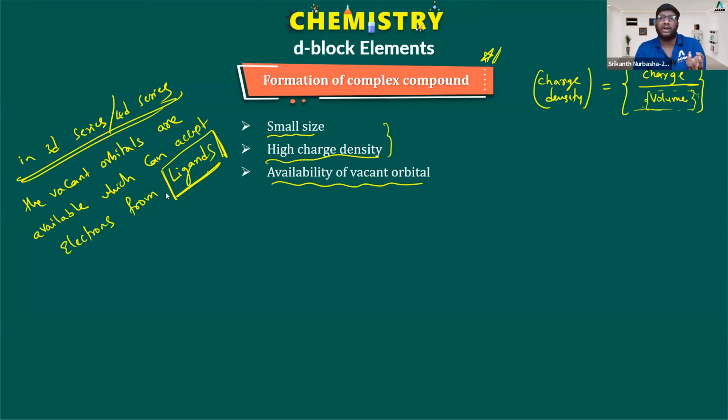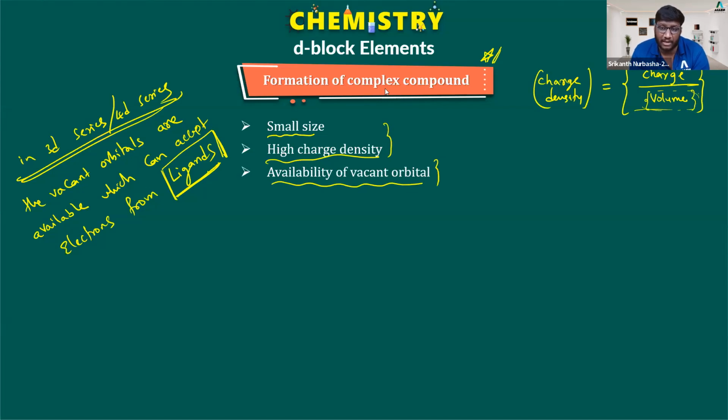Similarly, the metal ions are positively charged. They are attracting electrons. That's fine. Every metal ion can attract the electron, but every metal ion cannot accept the electron. For a metal ion to accept an electron, there should be some vacant orbitals. Electrons should come and go into the vacant orbital. And the d block elements have vacant orbitals. That is why they form complexes easily. Right, students? So d block elements have a tendency to form complexes due to small size, high charge density, and availability of vacant orbitals.